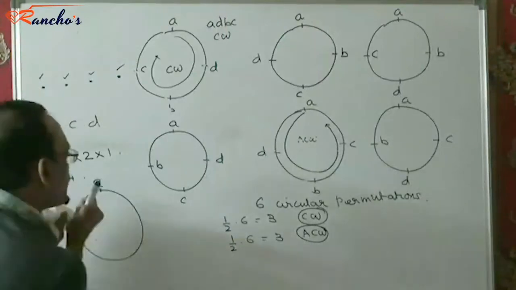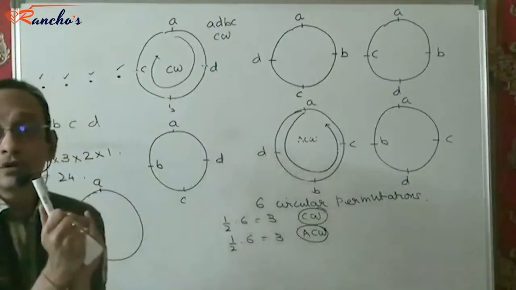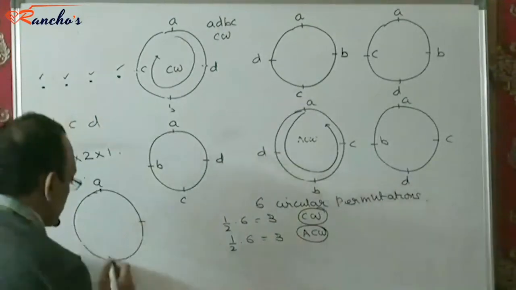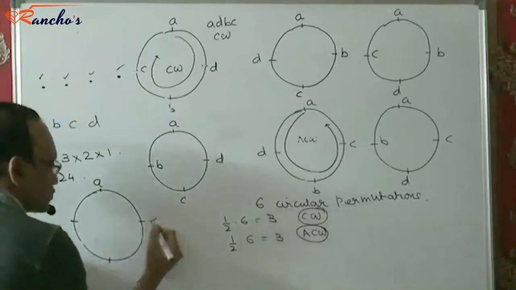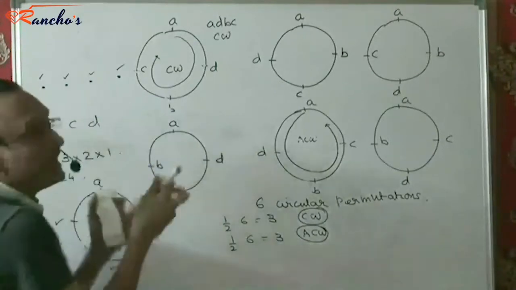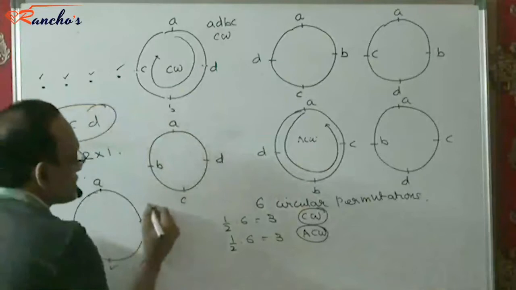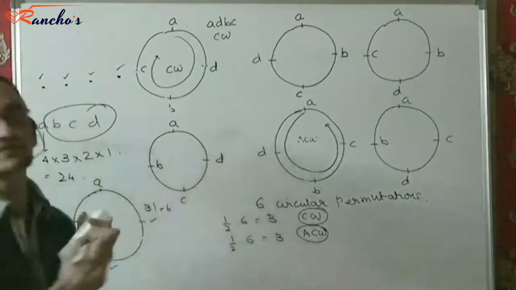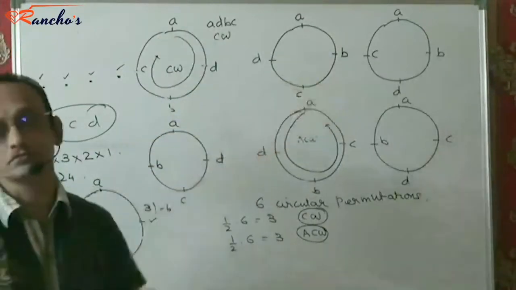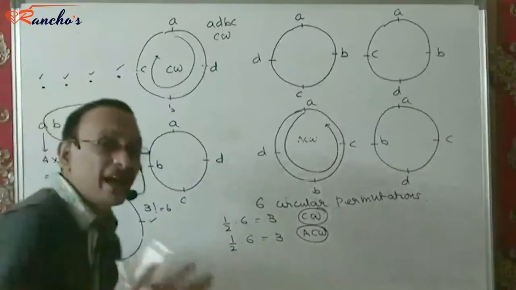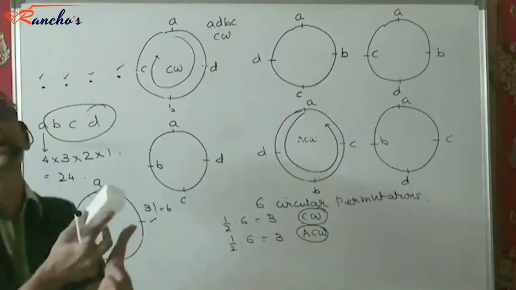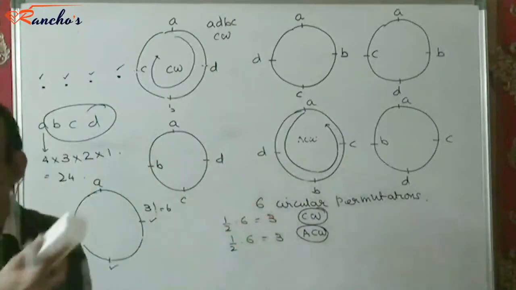But now that I have positioned A somewhere on the circle, referred to A, B, C and D can be placed in, let's say, these 3 places, 1, 2 and 3. In these 3 places referred to A, I can place the remaining 3, that is B, C and D, in 3 factorial, which is 6 ways. Half of them would be clockwise, half of them would be anti-clockwise, like I mentioned. So that is why you get a lesser count in a circular permutation compared to an equivalent linear permutation or a linear arrangement.